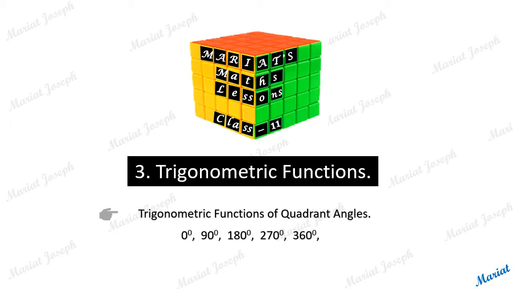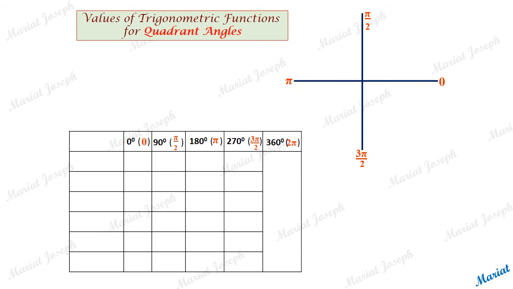Trigonometric functions of quadrant angles, that is 0 degree, 90 degree, 180 degree, 270 degree and 360 degree. Let us now find the values of trigonometric functions for quadrant angles.